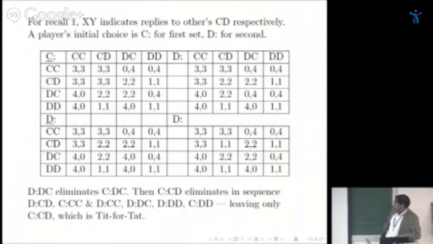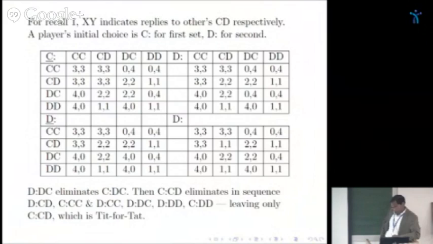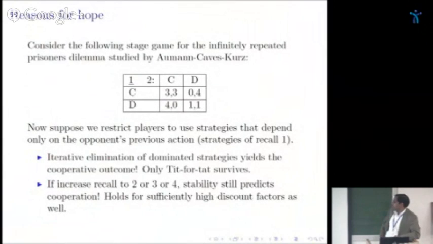This is with limit of means, and your action in any period can depend only on what your opponent did the previous period. But the result is somewhat robust. First of all, obviously, it's also true with sufficiently high discounts because you just have cycles here. But it's also true if you increase recall to 2, 3, or 4, or use automata of size 2, 3, or 4. However, what is not true is that you can apply iterative elimination. Once you increase the memory size, you don't get this clean result that Aumann, Caves, and Kurz got.